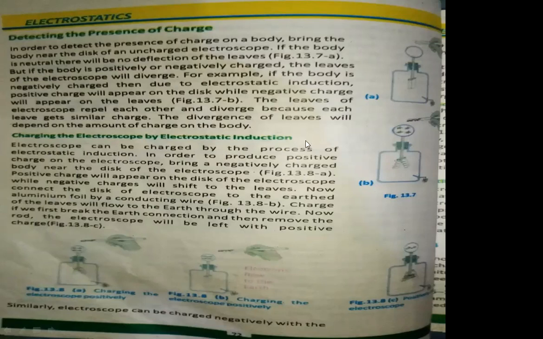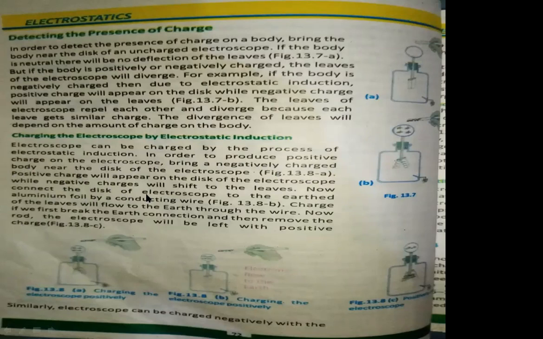The electroscope can be charged by the process of electrostatic induction. This is the process of electrostatic induction, because we are bringing the positive or negative rod near it, as we discussed in our last lecture. In order to produce positive charge in the electroscope, bring a negatively charged body near the disk of the electroscope, figure 13.8. A positive charge will appear on the disk, while negative charge will shift to the leaves. I already explained this to you.